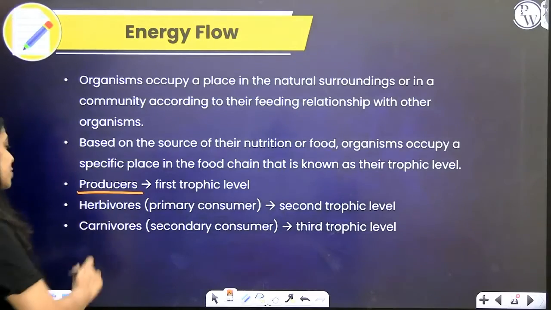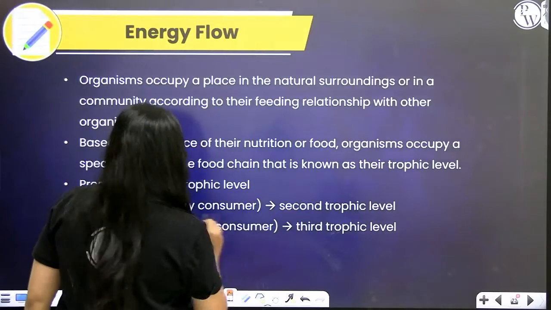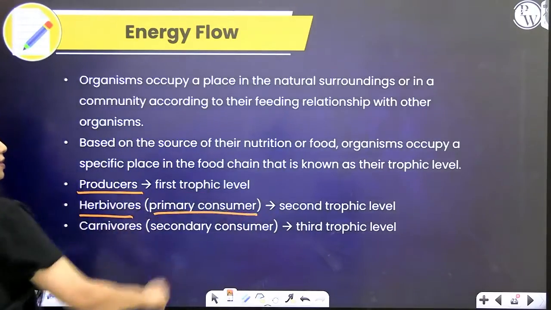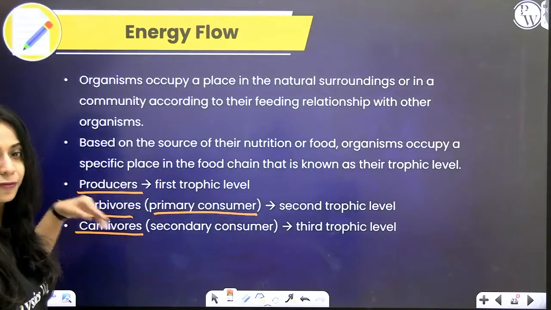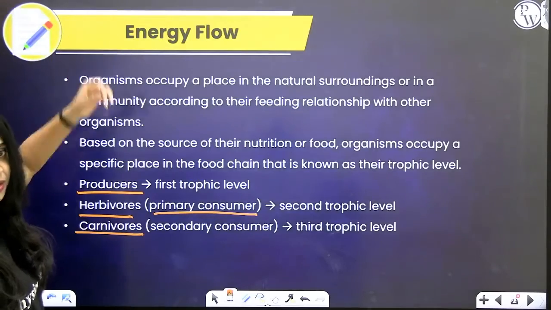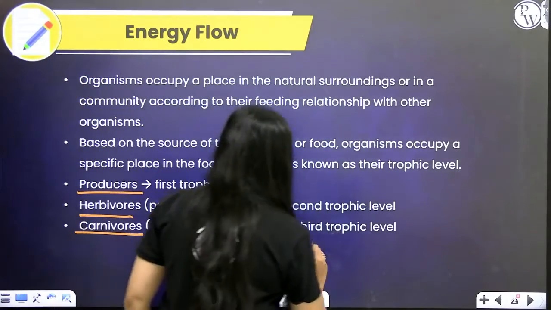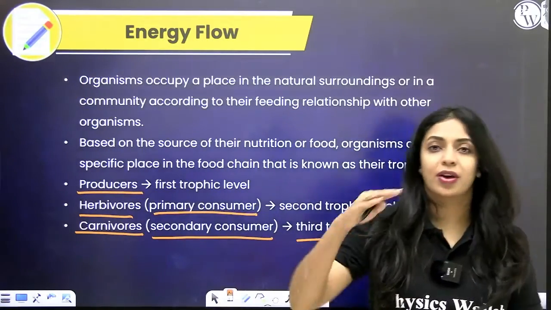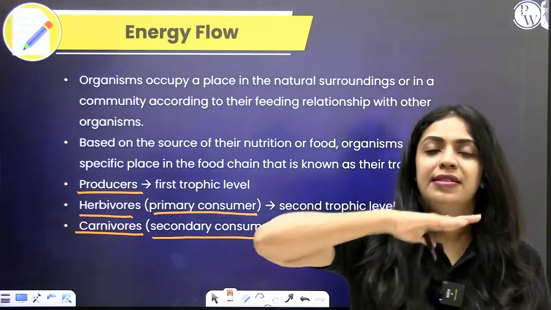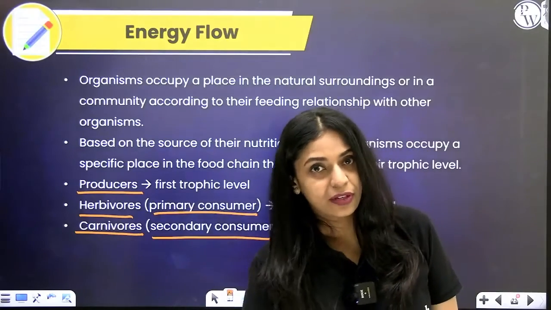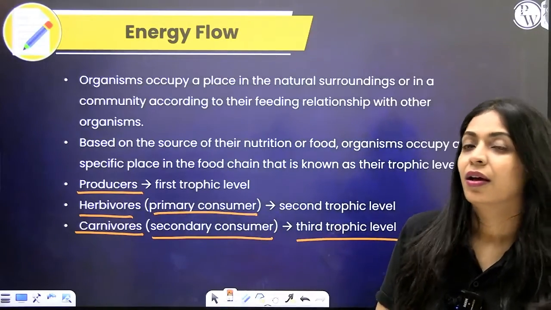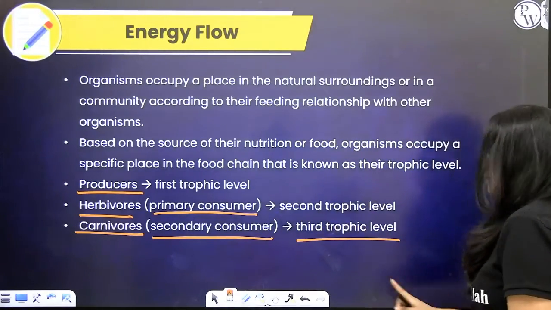Animals that eat plants, which are herbivorous, are the primary consumers. That occupies the secondary trophic level. Carnivorous organisms that feed on other animals that eat plants are secondary consumers, which is the third trophic level. So your first trophic level is the producer, the second trophic level is the primary consumer, and the third trophic level is the secondary consumer. So these are the different trophic levels.